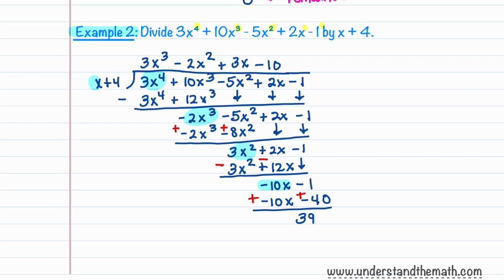So let me write down what our answer is. Our answer is going to look like this. It's the polynomial that we got up top called the quotient, and that is 3x cubed minus 2x squared plus 3x minus 10. And then now we have to do something with the remainder. Our remainder is going to be 39, and we have to remember that this 39 is divided by x plus 4. So we're going to write it as 39 divided by x plus 4. And that's our final answer.